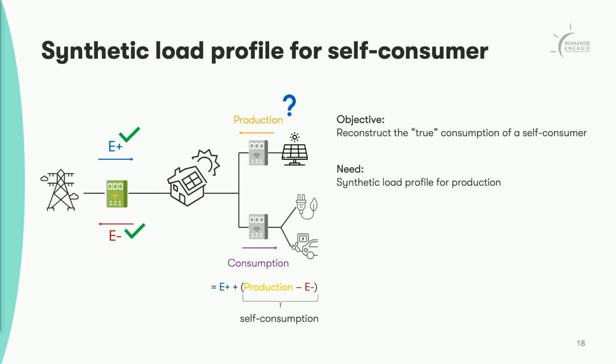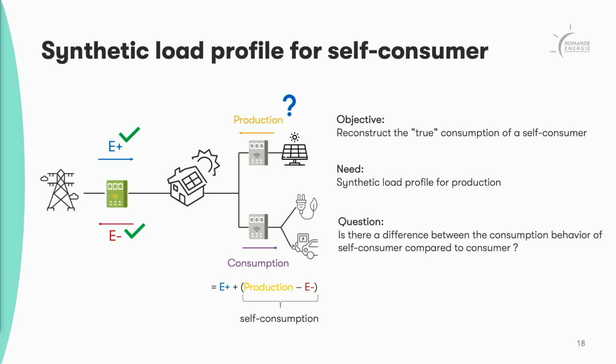So what we've done is that we need to generate a synthetic load profile for production. Basically, we did exactly the same as what we did for consumption: we took all the curves we have of true production, and we normalized them on the power of the installation. But like this, at least we have a good approximation of the production.